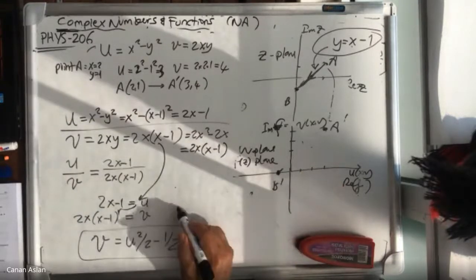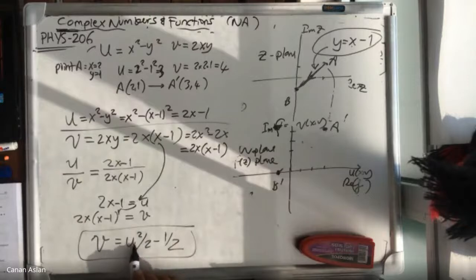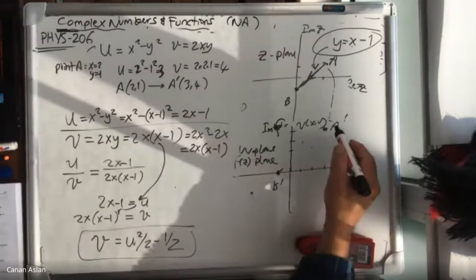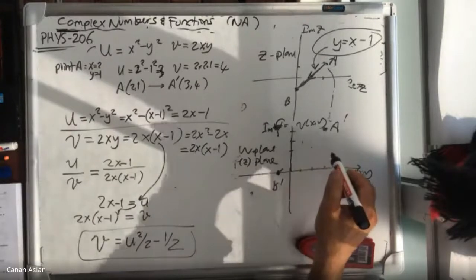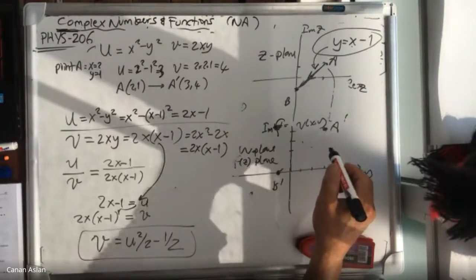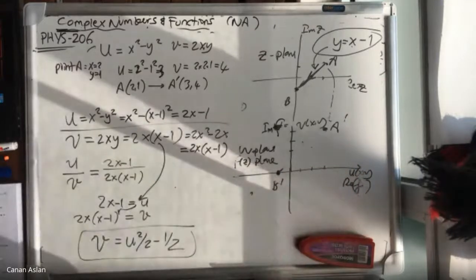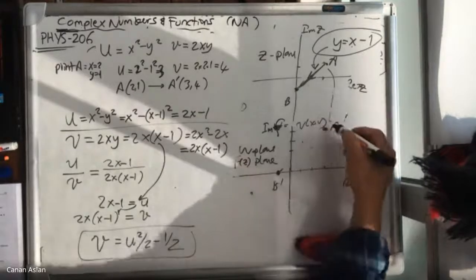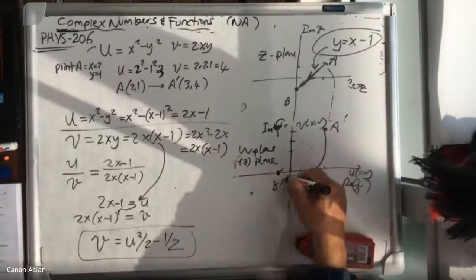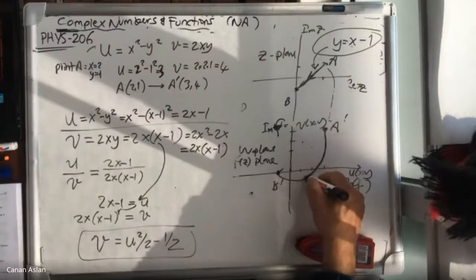So v equals u squared over 2 minus 1 over 2 will be the equation in the complex plane. As you see, v is the imaginary part and u is the real part. So it's just a parabola, but the center is shifted. So it will be like that. It's just a parabola.